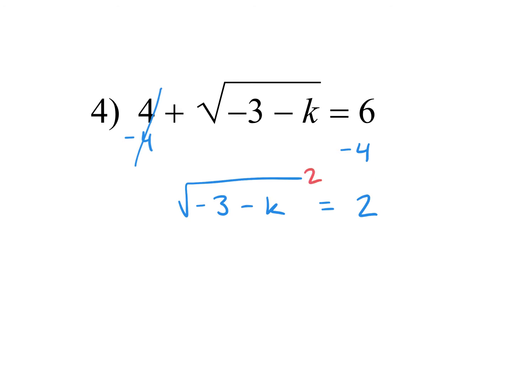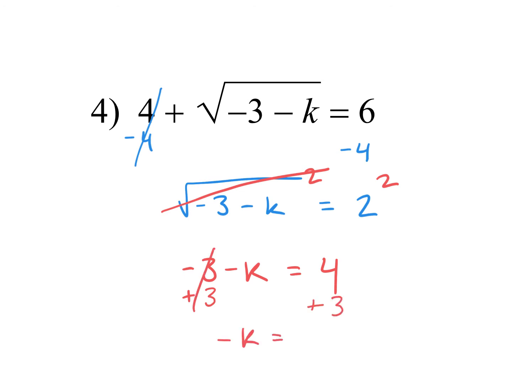What's next? Square both sides, because that square gets rid of the square root. So then we're just left with everything on the inside, negative 3 minus k. And then we have 2 squared on the right side. What's 2 squared? 4. What's next? Add 3. So negative k is equal to 4 plus 3, which is 7.